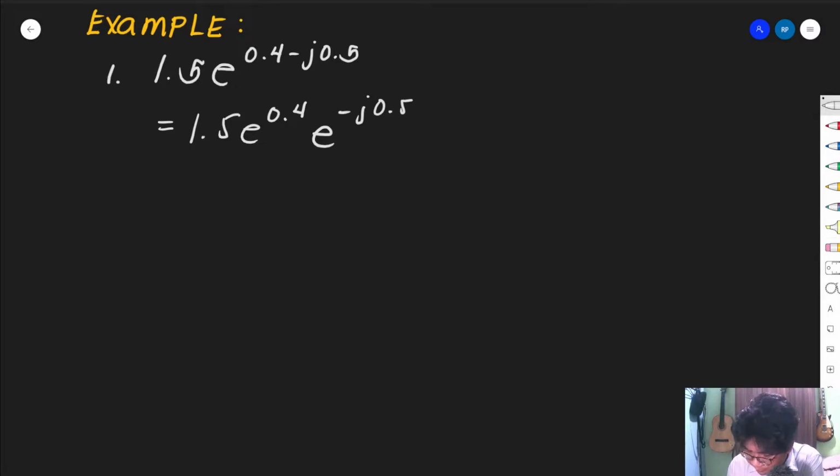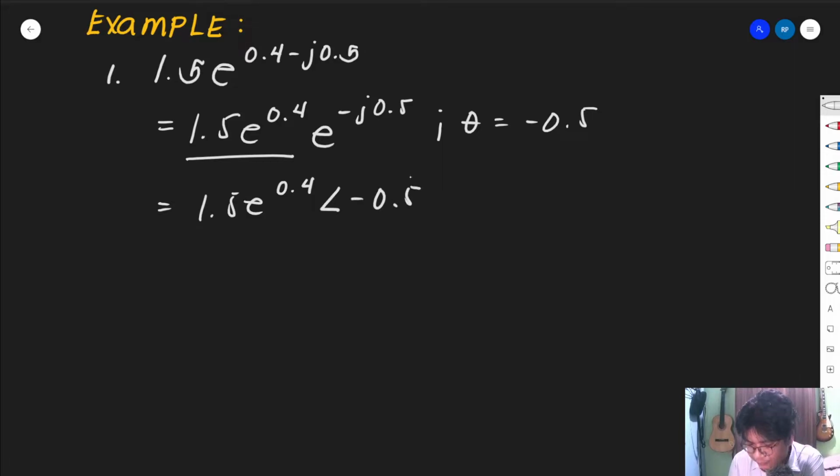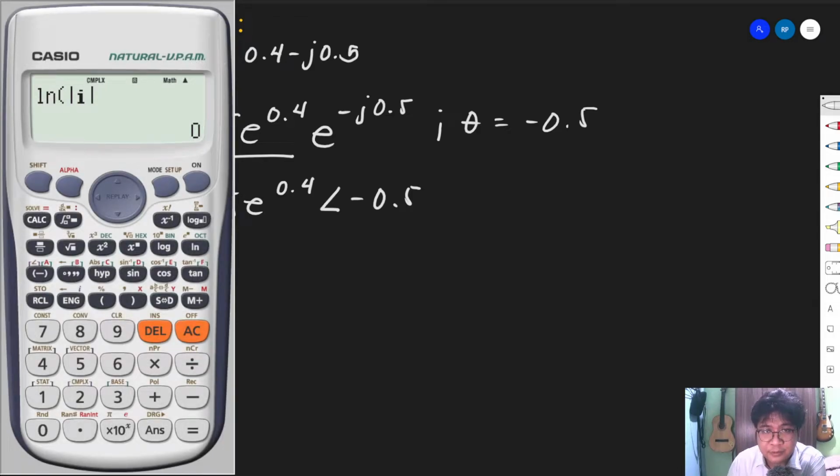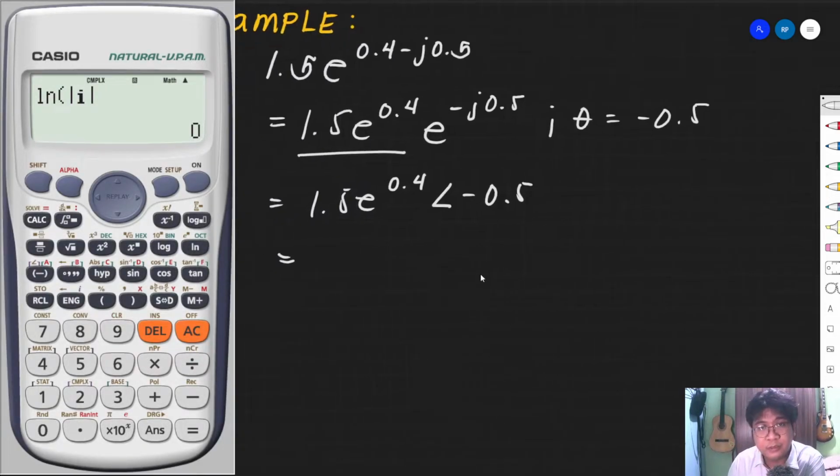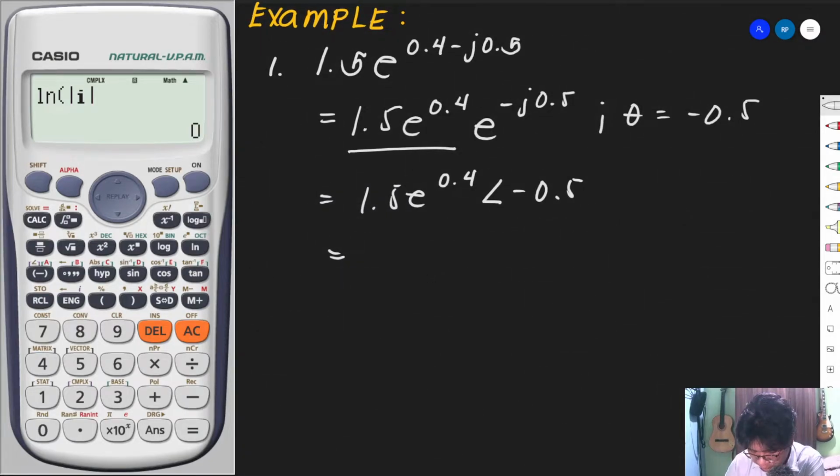So, next, we have e, we have j. So, therefore, theta natin is equivalent to negative 0.5. Okay? And yung r natin is ito, yung naiiwan. So, we have here 1.5, e 0.4, angle negative 0.5. Okay? Para makuha natin yung rectangular form niya. So, therefore, our complex number is equivalent to, of course, calculate natin.